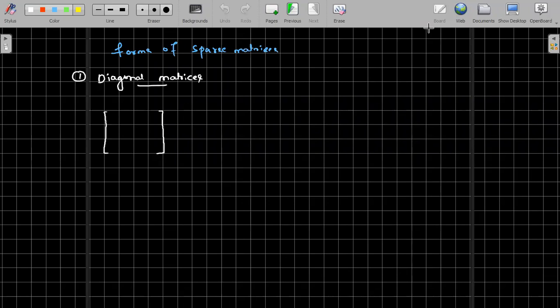So we will discuss forms of sparse matrices here. Forms of sparse matrices. The first one we are going to discuss is the diagonal matrix. Here we are going to take a 4 cross 4 diagonal matrix.